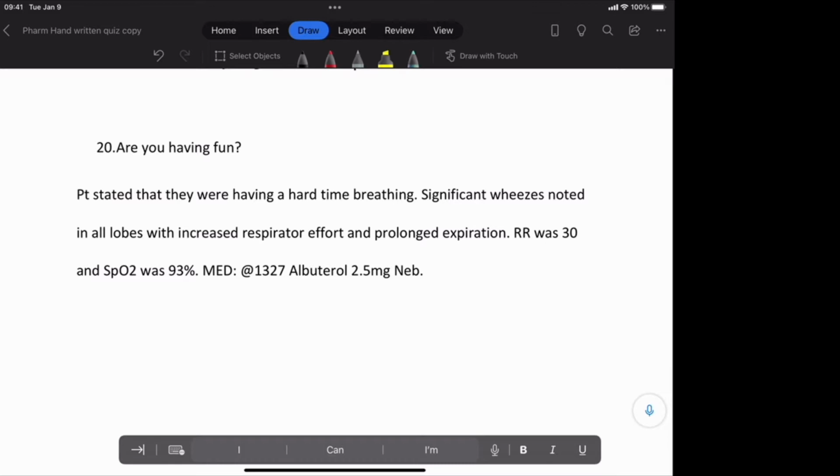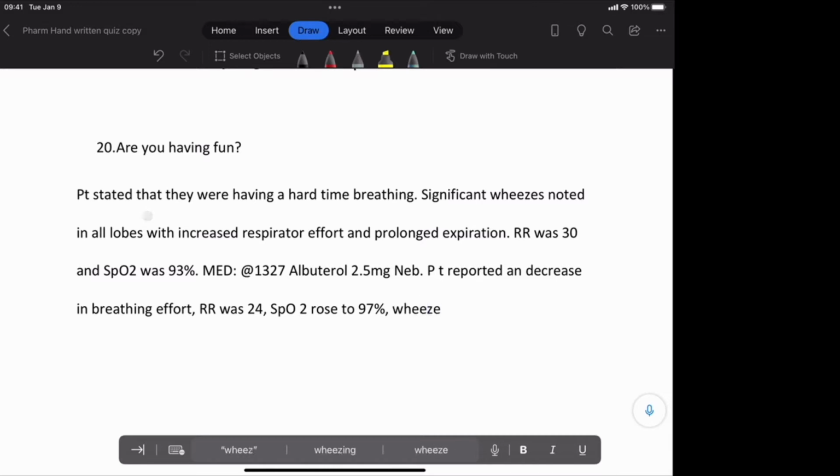All right, but my documentation isn't over, because now I need to record what happened after the med. And what I can do is, let's say the patient improved. So patient reported a decrease in breathing effort. Rate was 24, so it's gone down. SpO2 rose to 97%. Wheezes noted in upper lobes only.